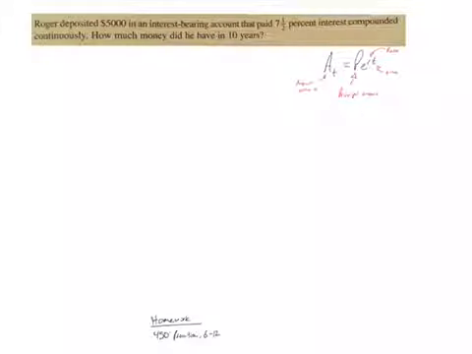So Rogers deposits $5,000 in an interest-bearing account that paid 7.5% interest, compounded continuously. How much money did he have in 10 years? So we're looking for the amount after 10 years. That's going to be the $5,000 they started with, times e to the 0.075, that's 7.5%, times 10, since it did say 10 years. So this is going to be 5,000 times e to the 0.75.